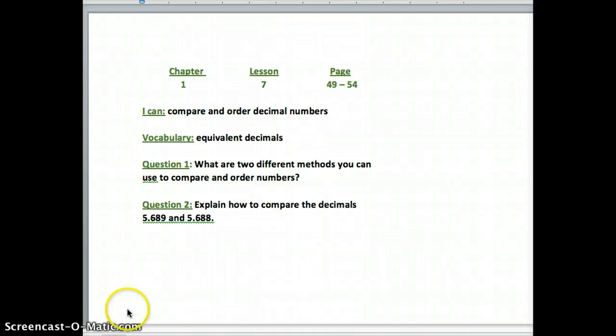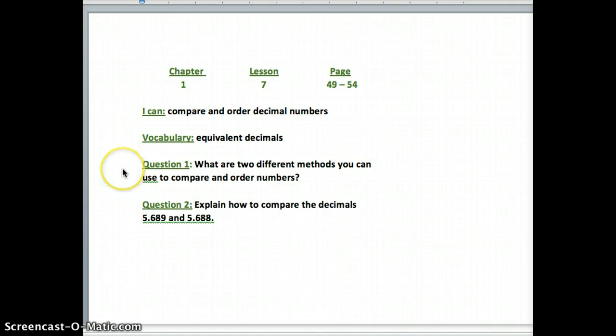Today we are talking about Chapter 1, Lesson 7, which can be found on pages 49 through 54 in your textbook or online. Your I can statement for today is I can compare and order decimal numbers. Your vocabulary is equivalent decimals.